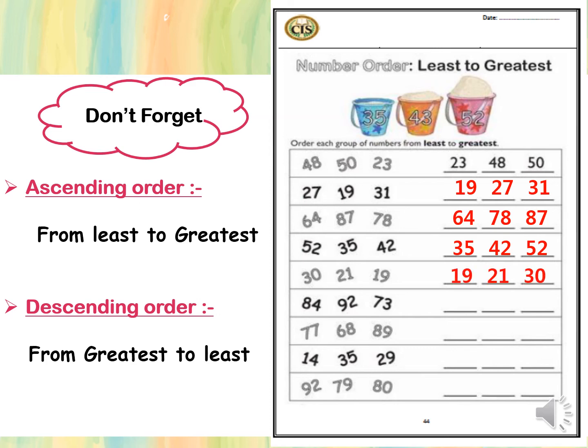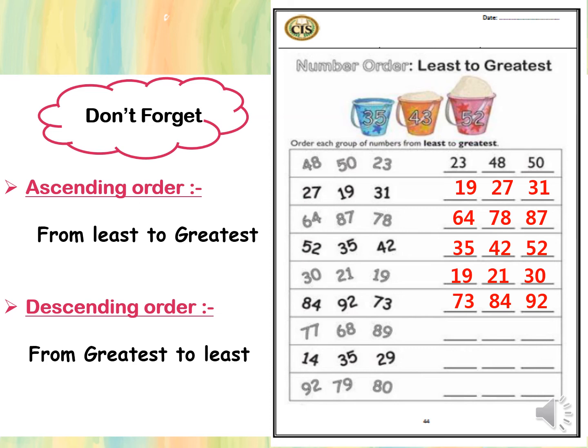Next we have here 84, 92, 73. Look at tens place to see the smallest number. So my arrangement will be 73, 84, and then 92.